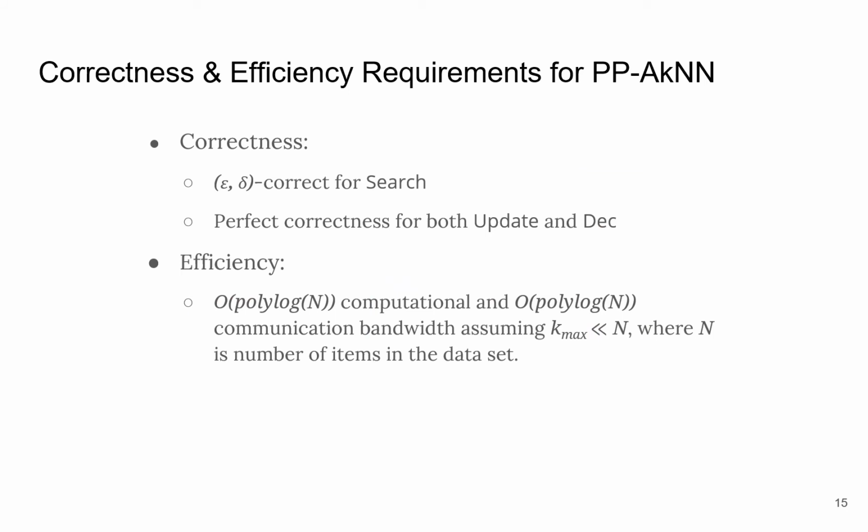Since we have the syntax ready, now let's move to the correctness and efficiency requirements for PPAKNN constructions. We want epsilon-delta correctness for search, and perfect correctness for both update and decryption. As for the efficiency aspect, we want O of polylog in n computation and O of polylog in n communication bandwidth, assuming kmax is much less than n, where n is the number of items in the dataset.